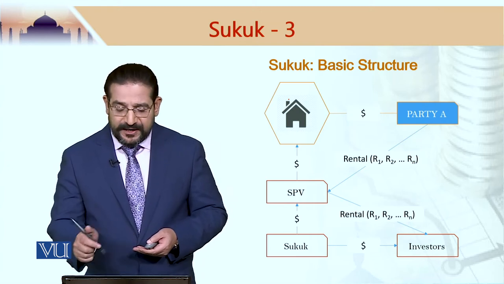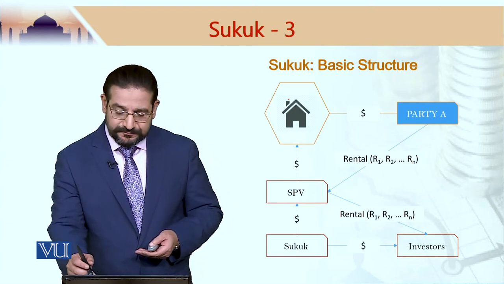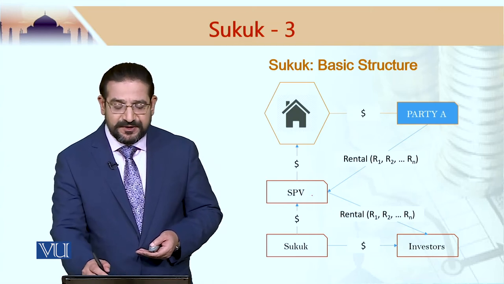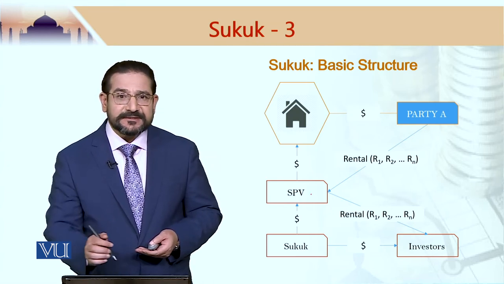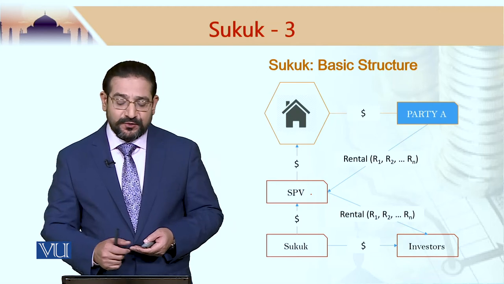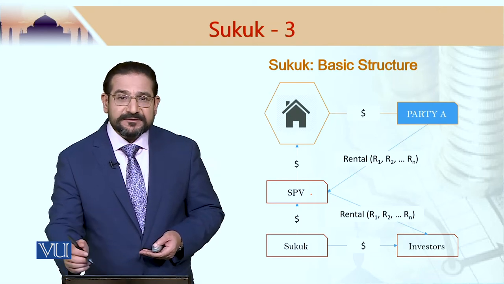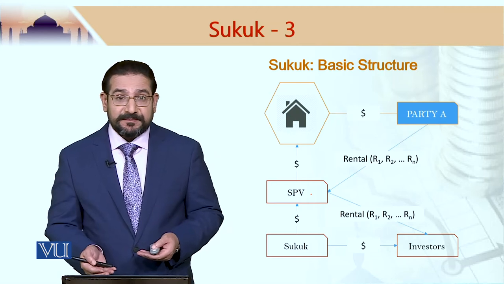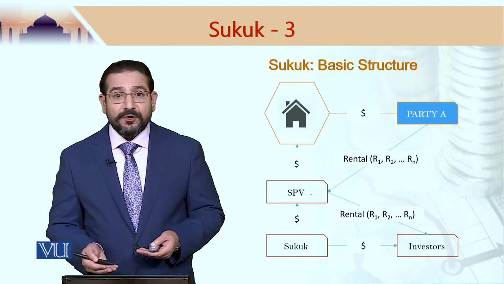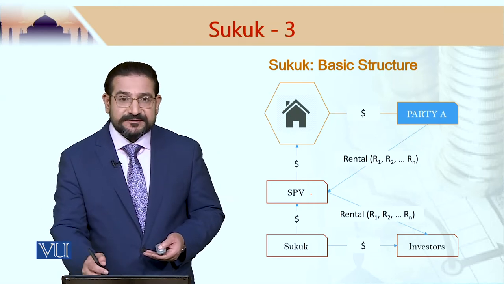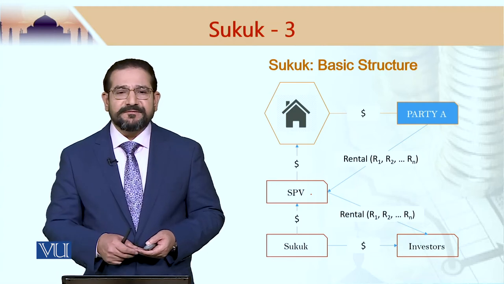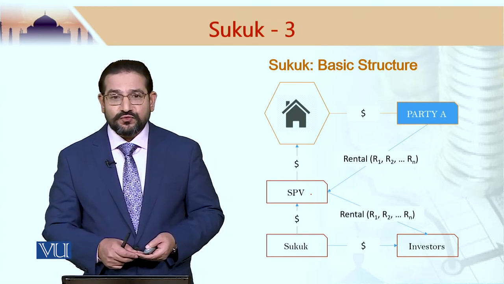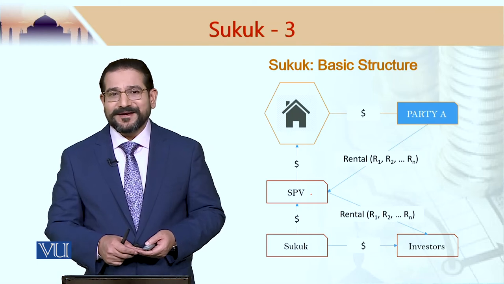That return comes from party A in the form of rentals. Remember, SPV had leased the asset back to party A. So, party A pays frequent rentals on a quarterly basis, on a 6-monthly basis, or on an annual basis. These rentals are then paid to the investors and they become the return of the sukuk holders on their investments.